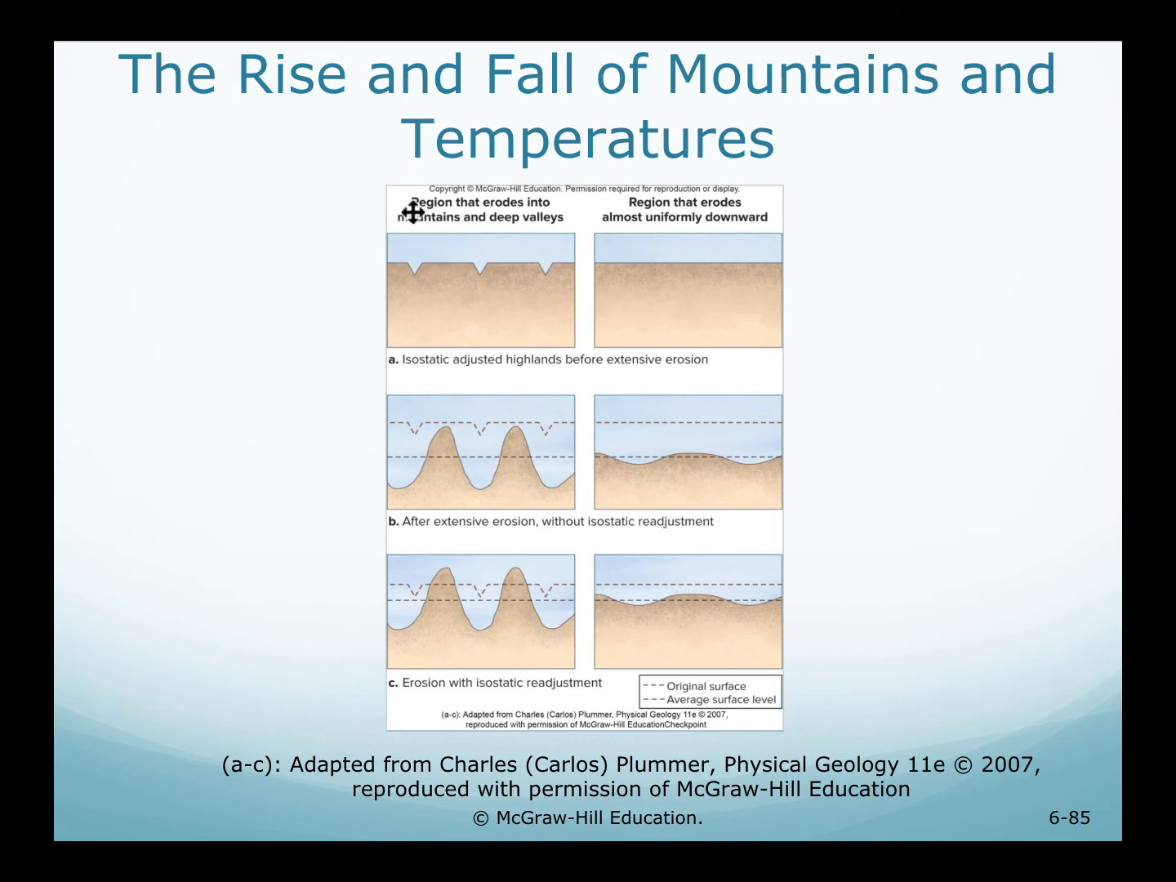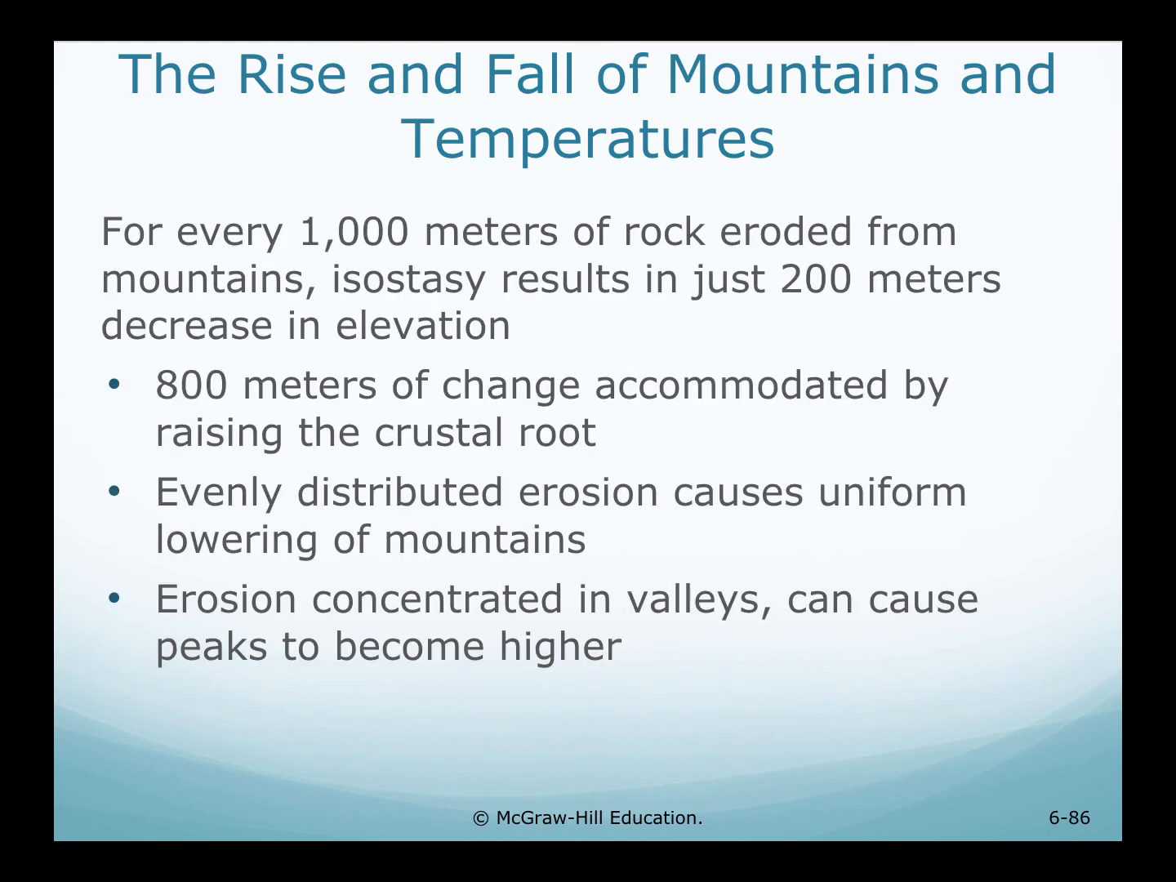Here's a graph that shows the difference between the region that erodes into mountains and deep valleys, and the region that erodes almost uniformly downward. For every 1,000 meters of rock eroded from the mountains, isostasy results in just 200 meters decrease in elevation. 800 meters of change is accommodated by raising the crustal root. Evenly distributed erosion causes uniform lowering of mountains. Erosion concentrated in the valleys can cause the peaks to become higher.